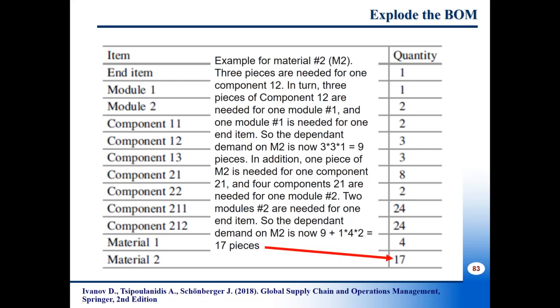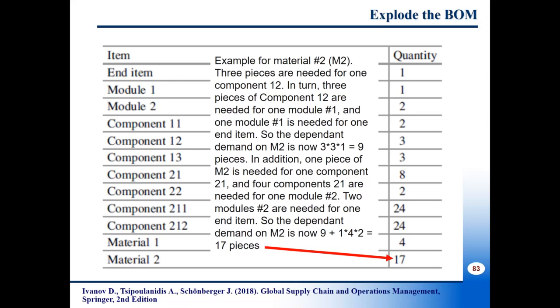From the product structure, we can also determine the total quantity of all items. If we perform this procedure, we explode the bill of materials. For the given structure, we can explode the bill of materials as shown in this slide, and we can see that each item appears only once in the table.